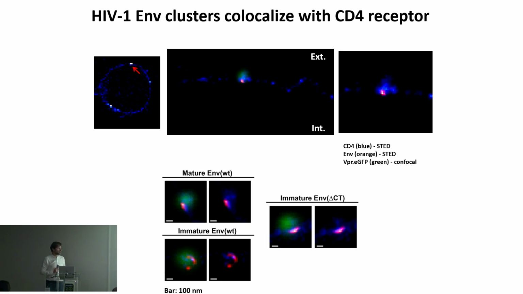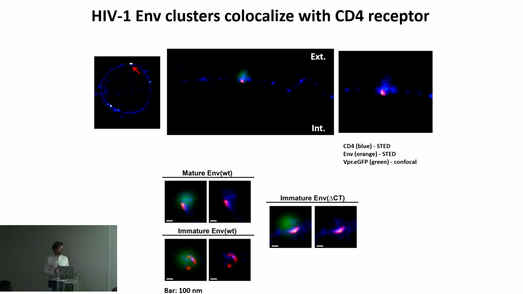And we also did additional mutations, and I'm not going to go into too much detail, where we looked at how it interacts with immature virus particles, or delta CT, a truncation of the ENV C-terminal tail, which actually liberates it from interaction with GAG. And we found that immature virus particles are not able to cluster the ENV like before.